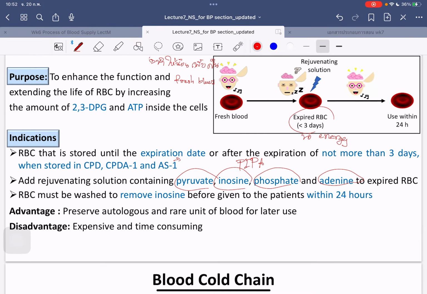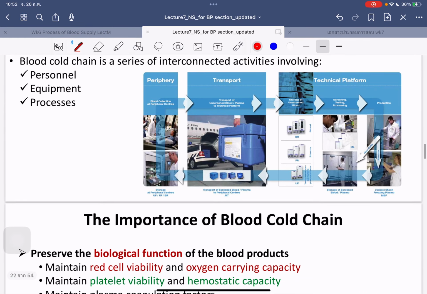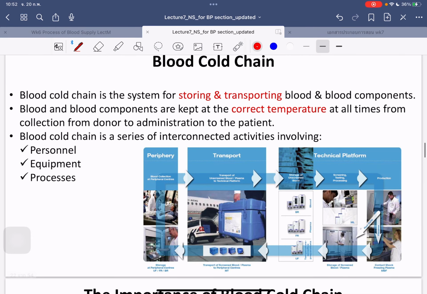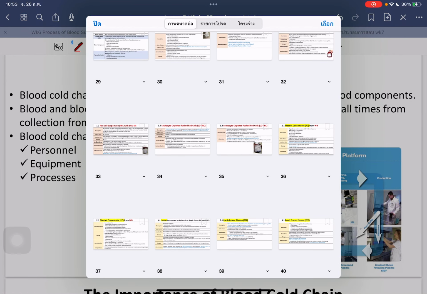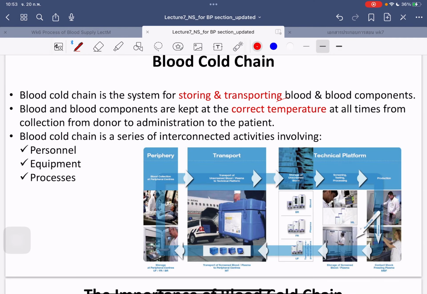Okay. The next one is about the blood flow chain. I will tell you the process from when we collect blood from the blood donor until we give it to the patients. That process is called the blood flow chain. The blood flow chain refers to the system for storing and transporting blood and blood components in the proper condition at the correct temperature, because if the temperature is incorrect, the cell can be lysed or the biochemical or immunological properties of the blood component are going to be changed.